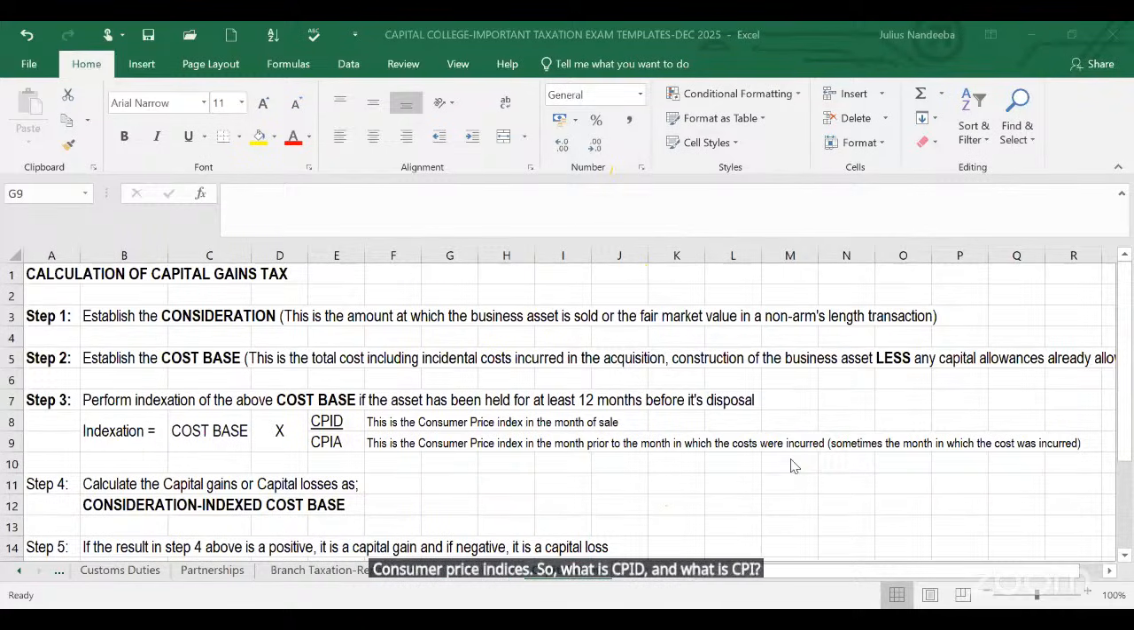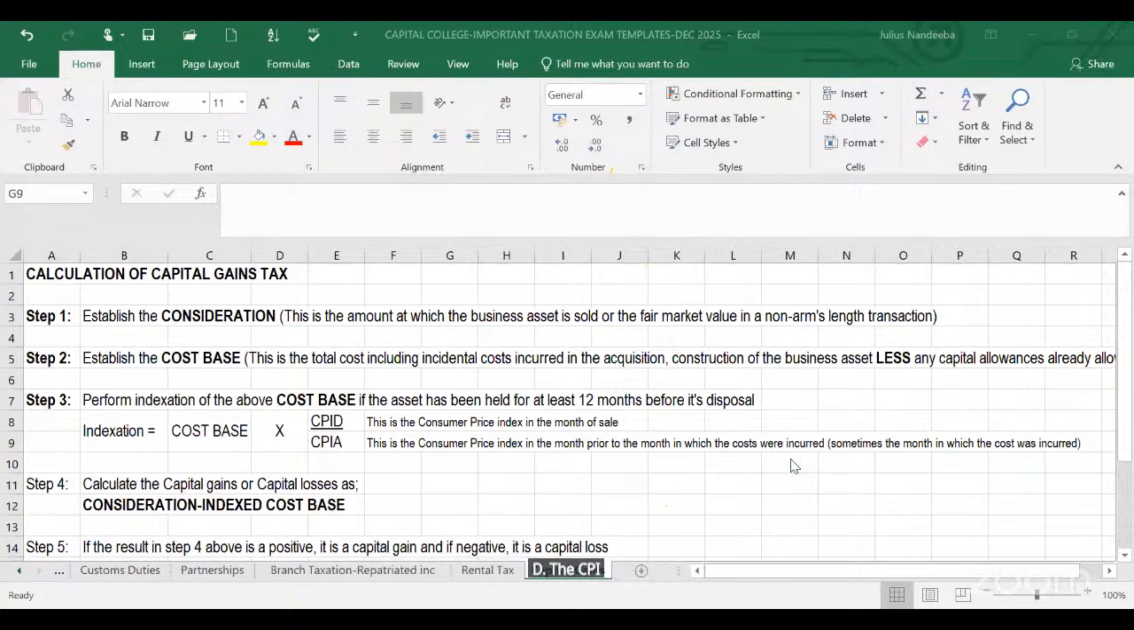The CPID is the consumer price index in the month of sale. If I bought my land 3 years back, and I am selling it now in the month of December, they would have given me the consumer price index for the month of December when I am selling that land. That becomes my CPID.